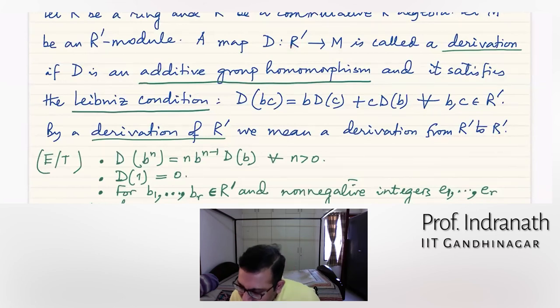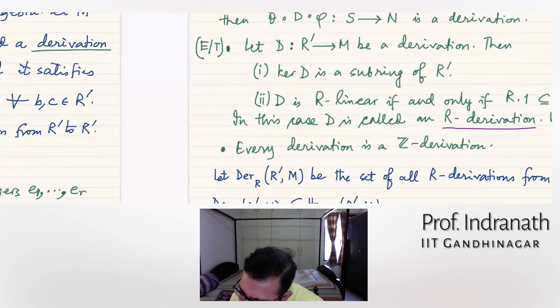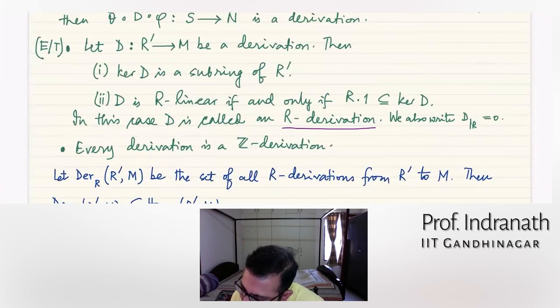Now, these are certain things which are very easy to check, so I just put them under E stroke T. You can just use induction and quickly prove this, especially this one, what kind of expression you get for a derivation of a monomial. Basically it is an application of the Leibniz rule. Then you have this: if you have a derivation and a ring homomorphism S to R dash, and another R dash homomorphism where N is another R dash module, then this big composition is actually a derivation again.